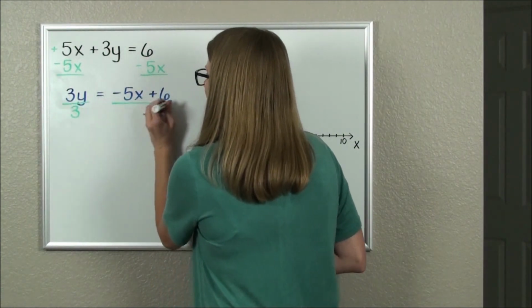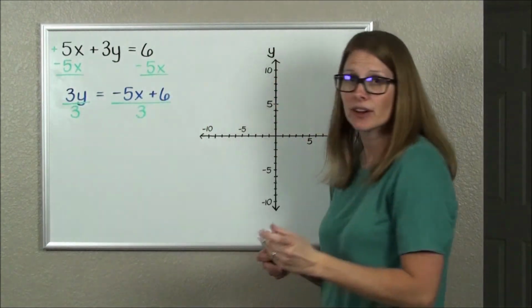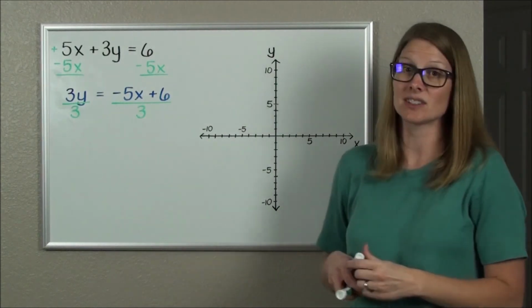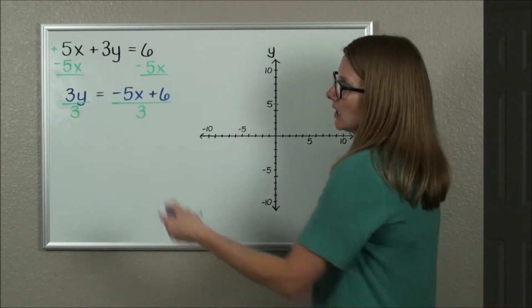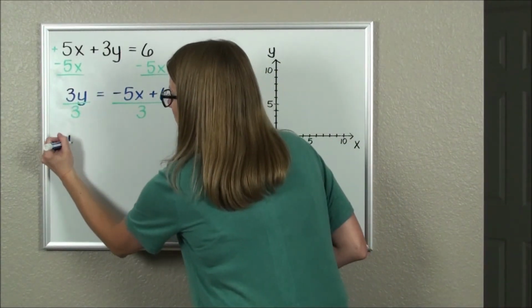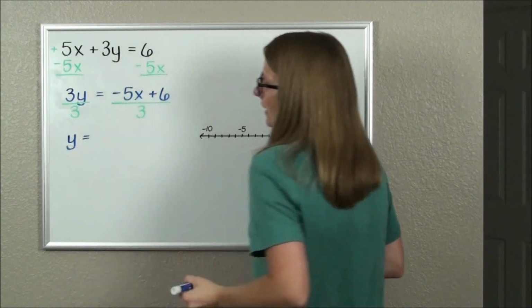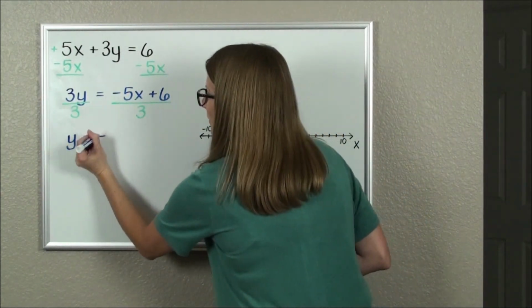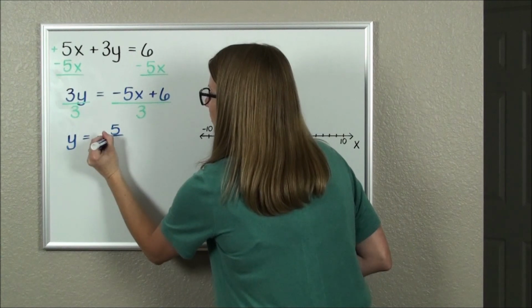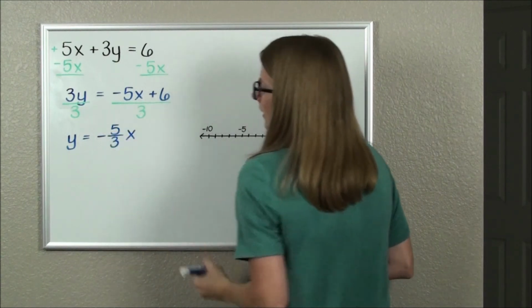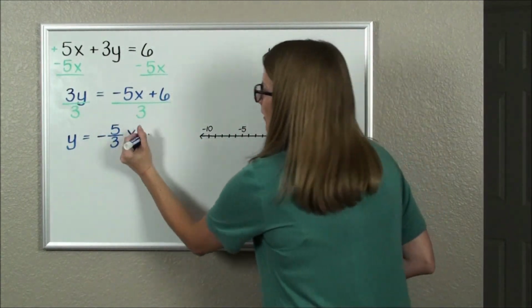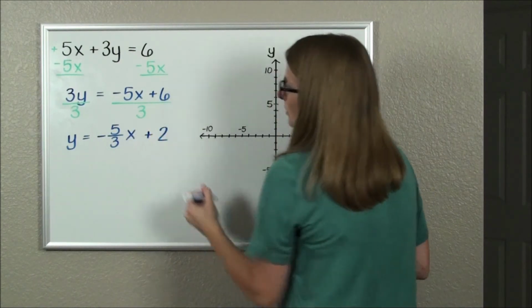So when we divide by 3, remember we're dividing everything on both sides by that number, not just the things that are easy and convenient. So 3y divided by 3 is just y. Negative 5x divided by 3, we'll just write that as a fraction, negative 5/3 x. And then 6 divided by 3 will give us 2.